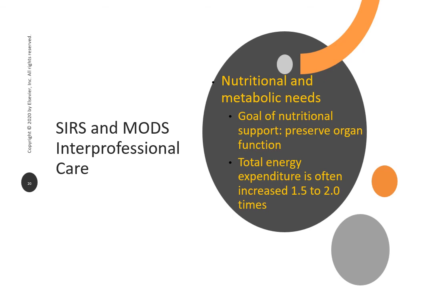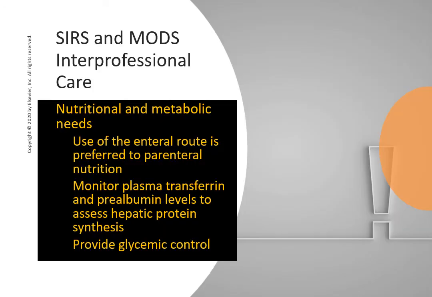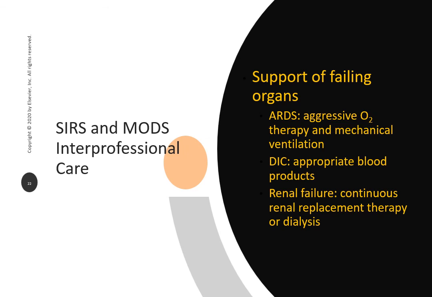The goal of nutritional support is to preserve organ function. Providing early and optimal nutrition decreases morbidity and mortality. Enteral nutrition is preferred. If it cannot be used, parenteral nutrition should be considered. Glycemic control with a goal of less than 180 milligrams per deciliter with insulin infusions is recommended in these patients. Support of any failing organ is a goal of therapy. For example, the patient with ARDS, or acute respiratory distress syndrome, requires aggressive O2 therapy and mechanical ventilation.